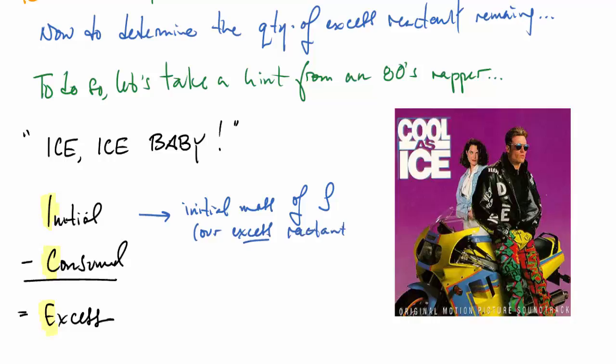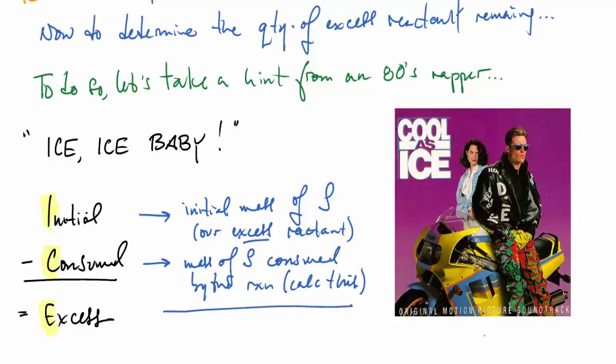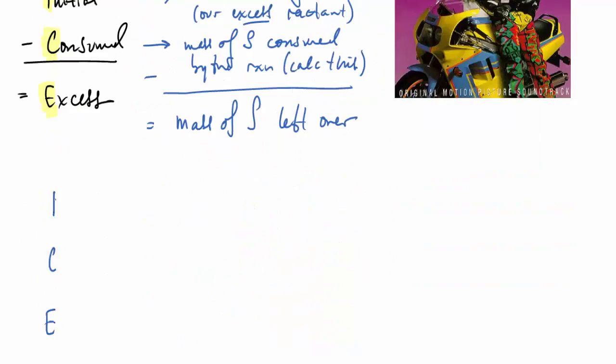Here we'll start with the initial mass of sulfur, the excess reactant. How much do you start off with? Then we'll compute how much mass of sulfur was consumed by the reaction. We'll have to calculate that. And finally, subtracting these two, we'll get the mass of sulfur that's left over at the end. So the initial mass of sulfur here, there's ice, ice. Again, the initial mass was 2.88 grams.